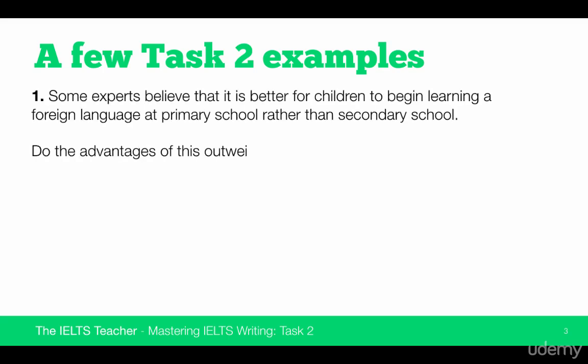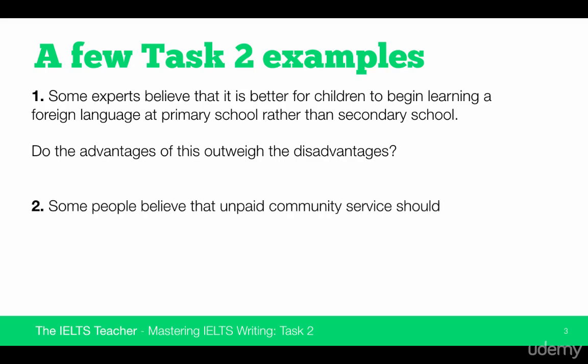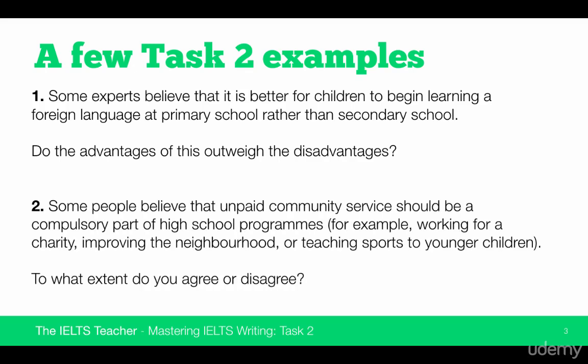So here are some examples of the type of questions that you would get asked in task 2. Some experts believe that it is better for children to begin learning a foreign language at primary school rather than secondary school. Do the advantages of this outweigh the disadvantages? Some people believe that unpaid community service should be a compulsory part of high school programs. For example, working for a charity, improving the neighbourhood, or teaching sports to younger children. To what extent do you agree or disagree?